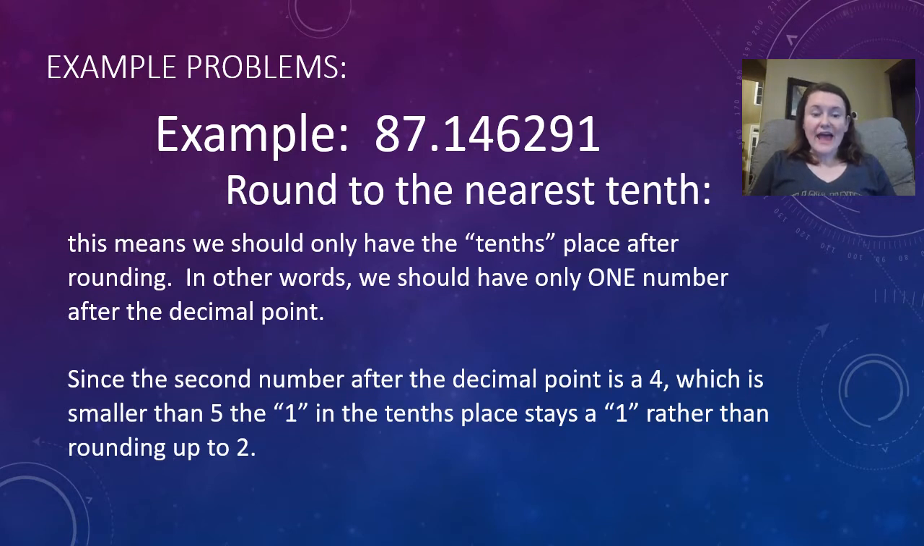So we look at the number after that, we look at the second decimal place, the hundredths place, and we ask ourselves, is that 5 or bigger? Since it's a 4, we know that we are going to let this stay a 1 and not round it up to 2. So this number rounded to the nearest tenth is 87.1.